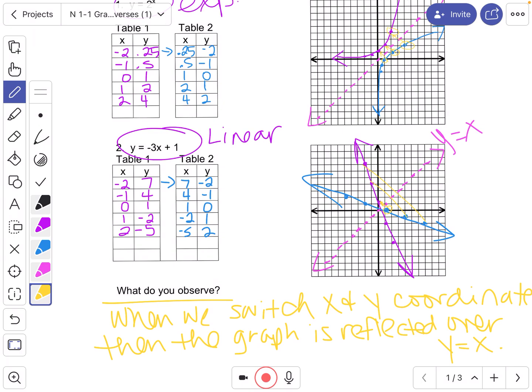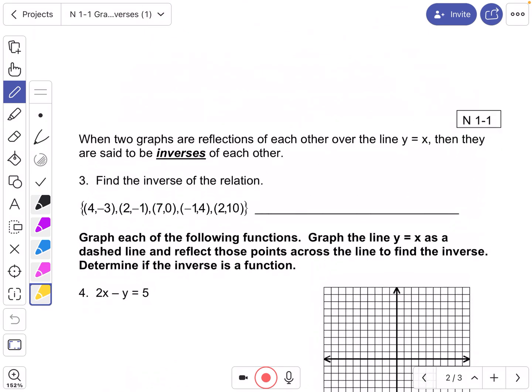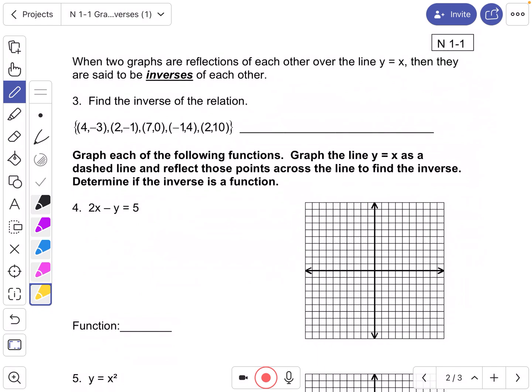Again, any part of this video, if I'm going too fast, just pause it, do what you need to do to fill in your notes, and then always contact us if you have any questions. So let's go ahead and flip over to the back of the notes. Notice it says when two graphs are reflections of each other over the line y equals x, so that's exactly what we had on the front, then they are said to be inverses of each other. So that's our main focus today, is finding inverses of each other. So inverses, all you're doing to find those is switching your x and y coordinates, and then that's the reflection on the graph over that line y equals x.